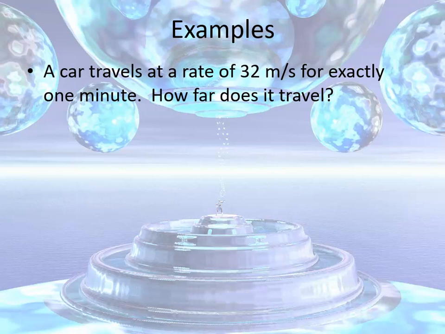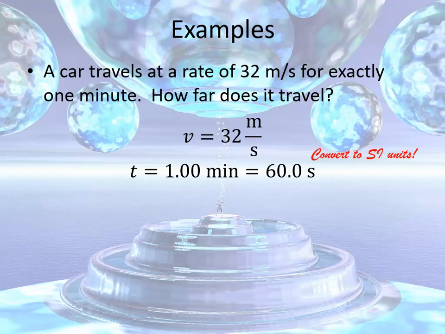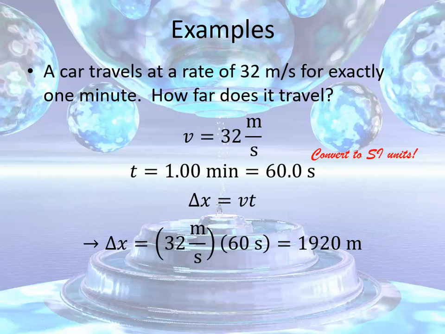So if a car travels at a rate of 32 meters per second, a constant rate, for exactly 1 minute, how far does it travel? Well, write down your givens. And notice that I have converted to SI units because I'm planning to use this formula that delta x is equal to v times t. And I'm going to be plugging in units of meters per second for my velocity. Well, I know that I'm expecting distance units in my answer, like meters. Well, the only way those seconds down there will cancel is if I convert my time to seconds. So, quick unit conversion there, and then make sure we're plugging it in.